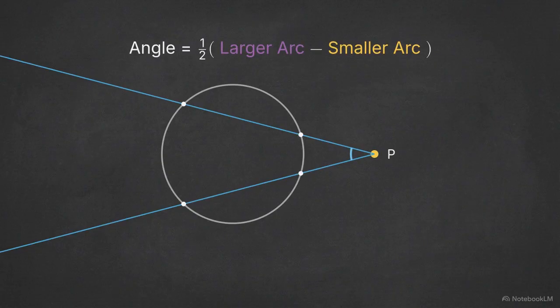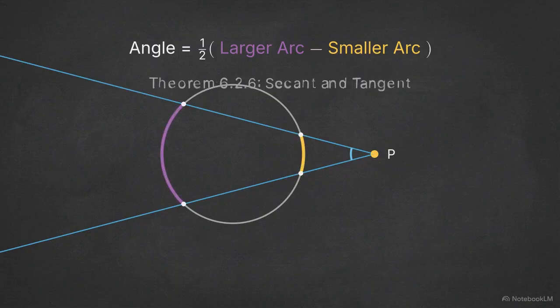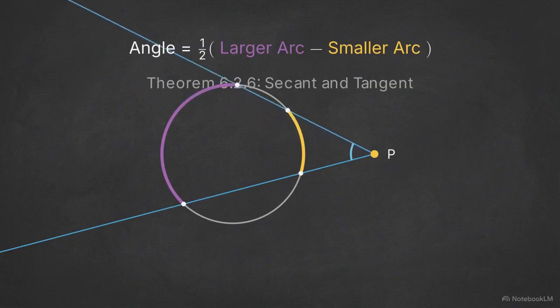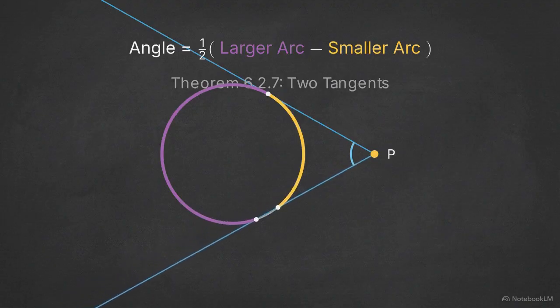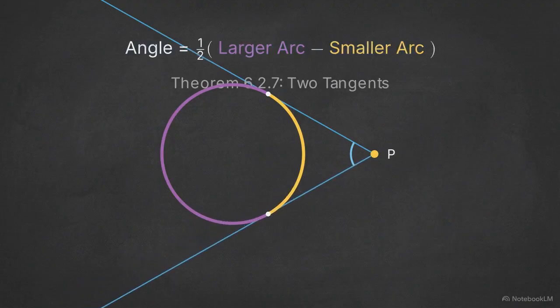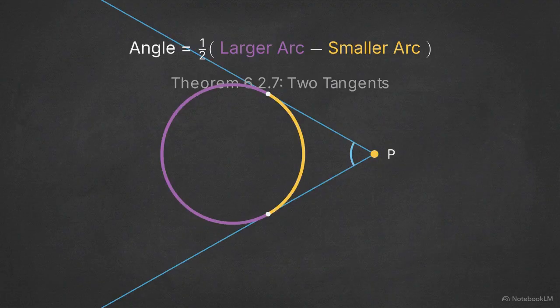Look at the exterior vertex. When the intersection is outside, the measure of the angle is exactly 1/2 the difference of the two intercepted arcs. Theorem 6.2.5 establishes this for two secants intersecting in the exterior. You subtract the smaller arc from the larger and have the result. Theorem 6.2.6 applies the exact same logic when the angle is formed by a secant and a tangent. The formula remains identical. And Theorem 6.2.7 completes the set, confirming the rule holds even when both lines are purely tangent to the circle.